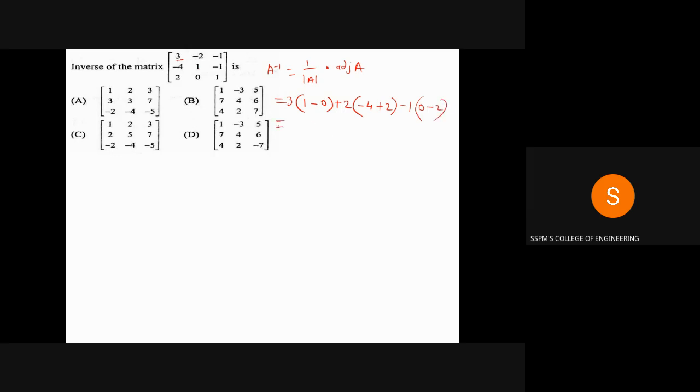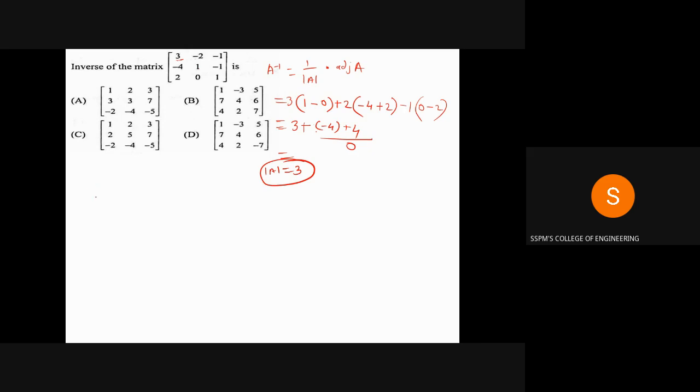Therefore this is equal to 1 minus 0 it is 1, 1 into 3 it is 3, plus minus 4 plus 2 it is minus 2, minus 2 into 2 minus 4, minus 4, 0 minus 2 it is minus 2, minus 2 into minus 1 plus 2, plus 2. Therefore minus 4 plus 4, this will be 0. The answer is: determinant of A is equal to 3. Now we will find the adjoint of A.